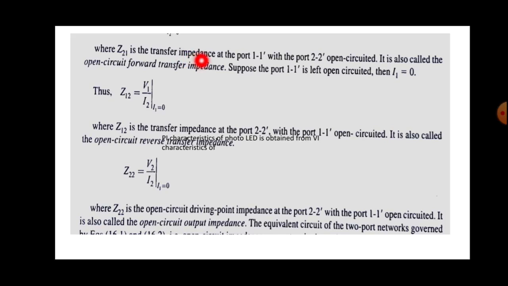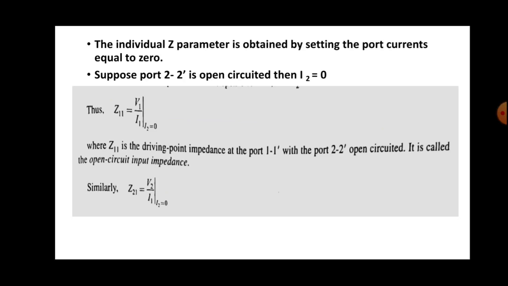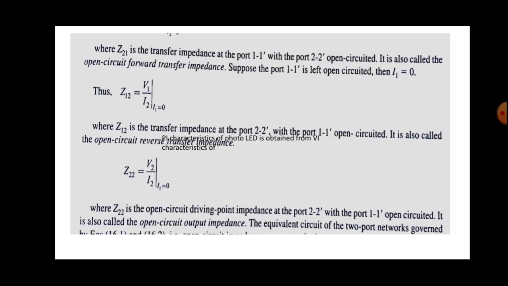Z21 is the transfer impedance at port 1-1' with port 2-2' open circuited. It is also called the open circuit forward transfer impedance, since it connects the voltage and current of different ports. Here it is input impedance since it relates the voltage and current of the same port, so its ratio is the open circuit input impedance. Since this quantity relates voltage and current of different ports, we use the term transfer. Since it represents impedance, it is a transfer impedance or open circuit transfer impedance.